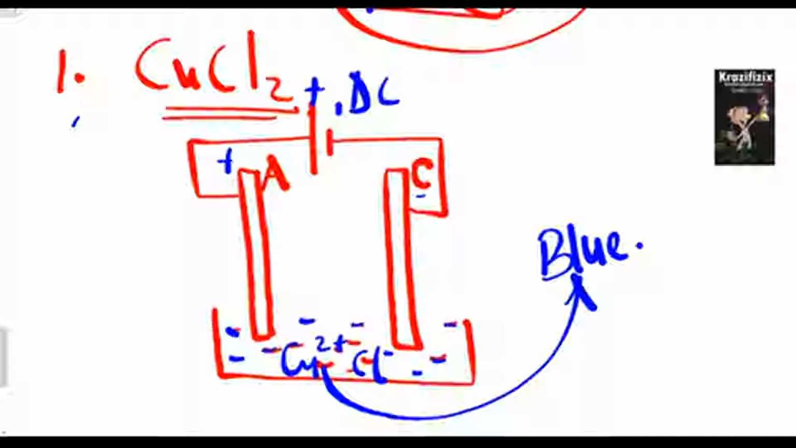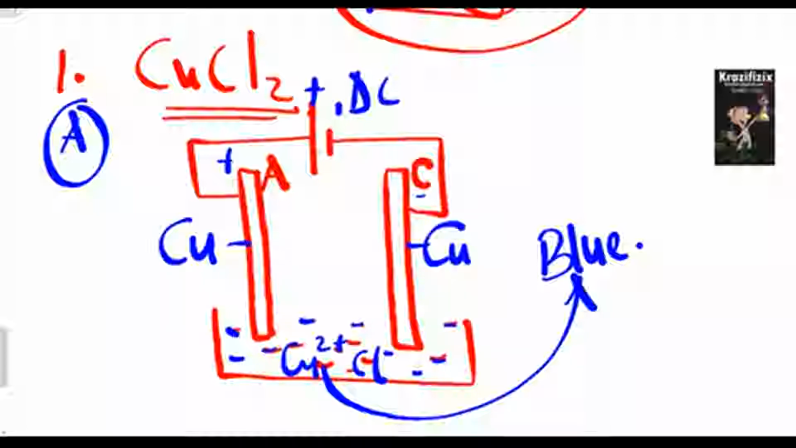I'm going to do two different setups here. In the first setup, let's call this setup A, we are using copper electrodes, because we're dealing with copper, CuCl2. Let's use copper electrodes. Now let's see what's going to happen. First, we have a breakdown, and secondly, we have a migration.